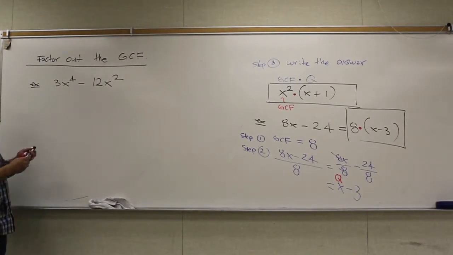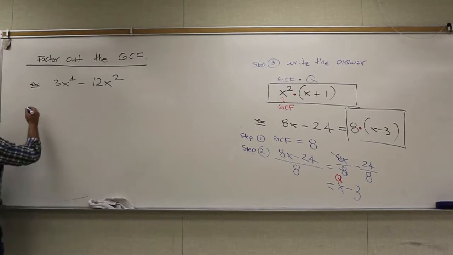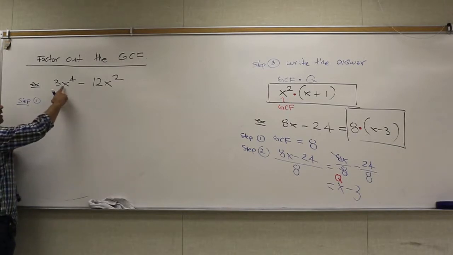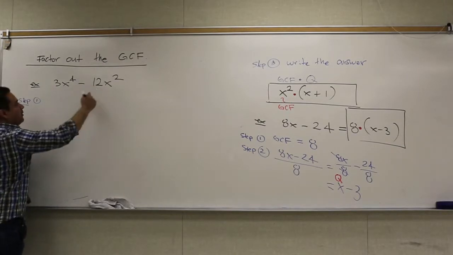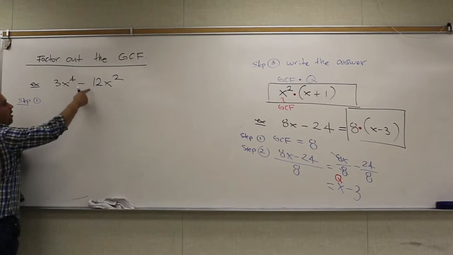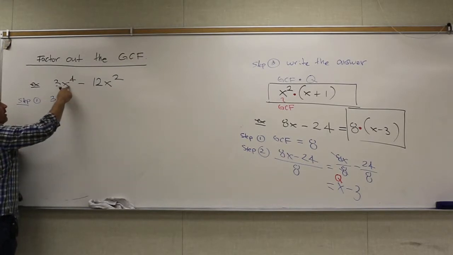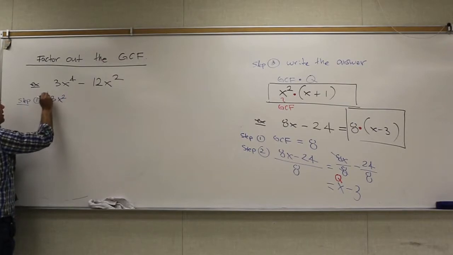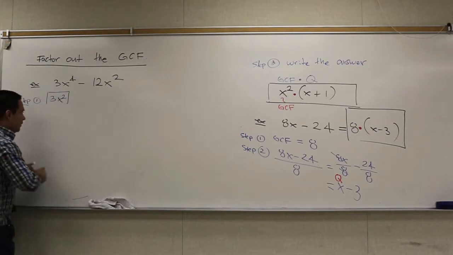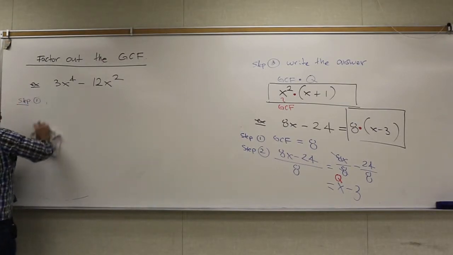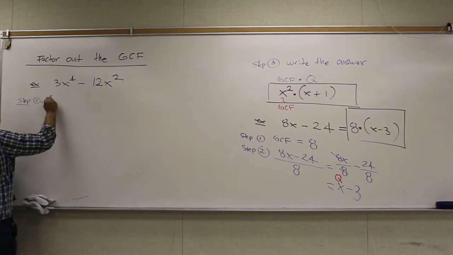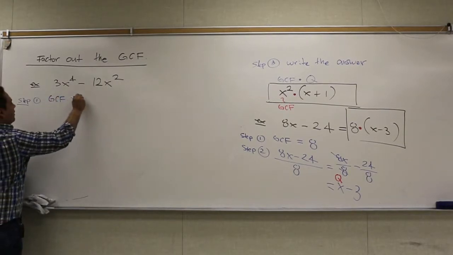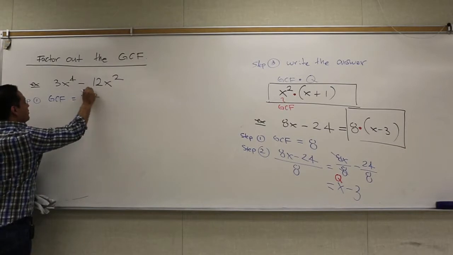So step number one, what is that one? What's the greatest common factor of 3x to the fourth and 12x squared? Well, for 3 and 12, isn't that 3? X to the fourth, x squared, what is it? Is everybody okay with this? For step one, I'll write it out as GCF, sorry, 3x squared. Are you guys okay with that?